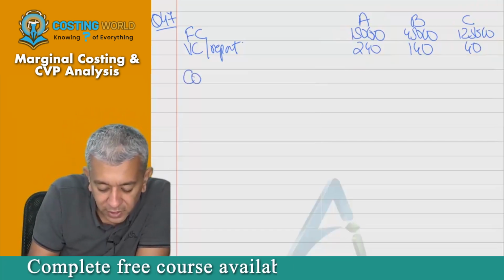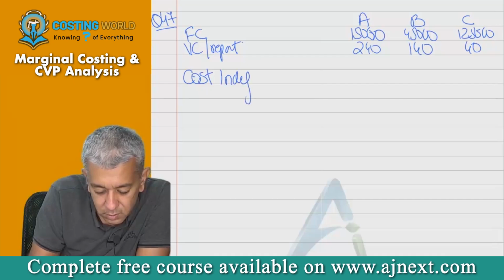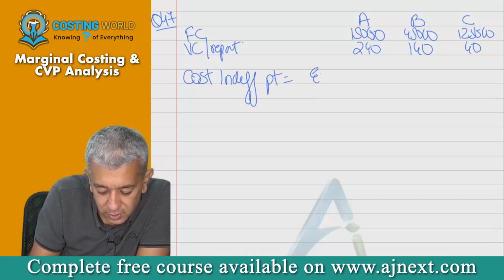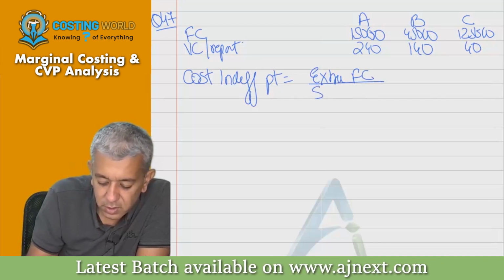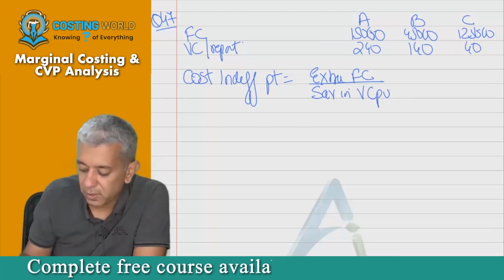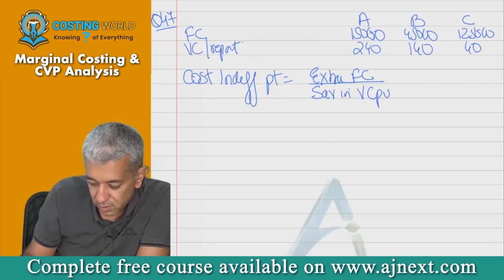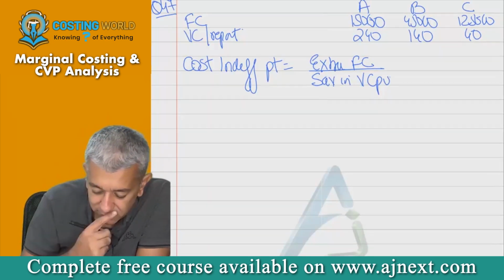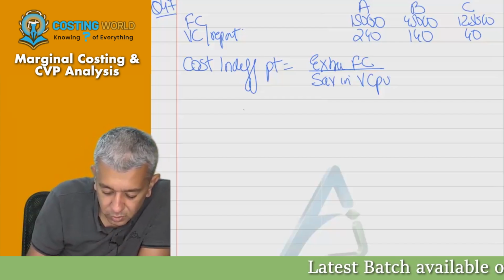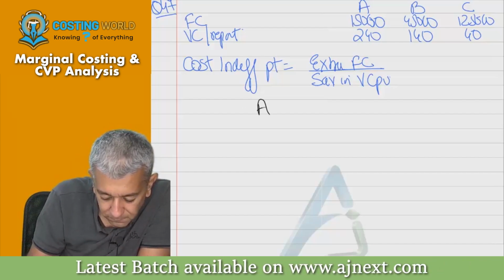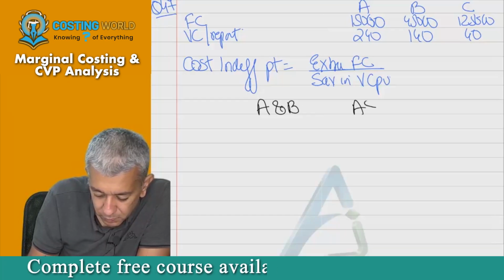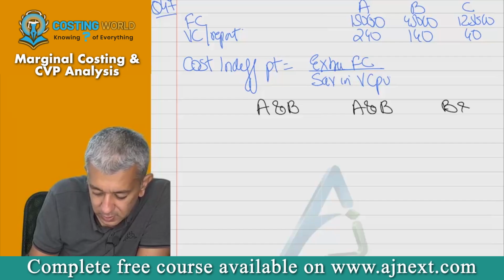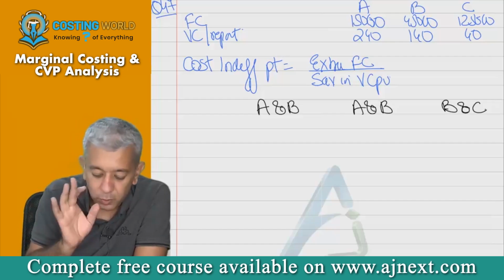Write down the formula of indifference point first. Cost indifference point is equal to extra fixed cost divided by savings in variable cost per unit. Now we'll do it slightly in an artistic way, that'll be better. A and B, A and C, B and C. Just wait, when I tell you, you start writing.